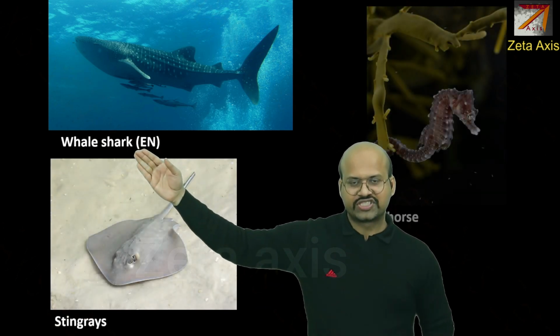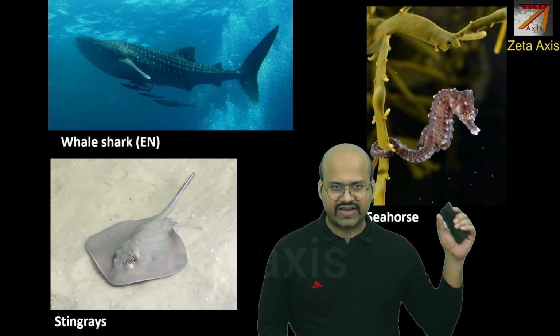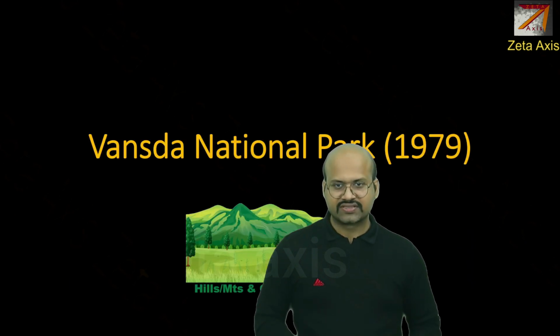Whale shark, which is an endangered species, is found here. Then we also see stingrays as well as seahorse in the Marine National Park of Gulf of Kutch.